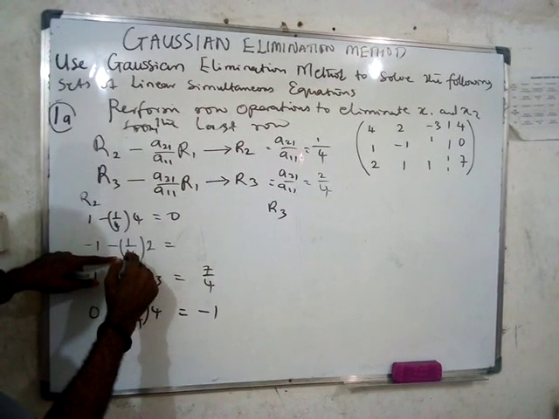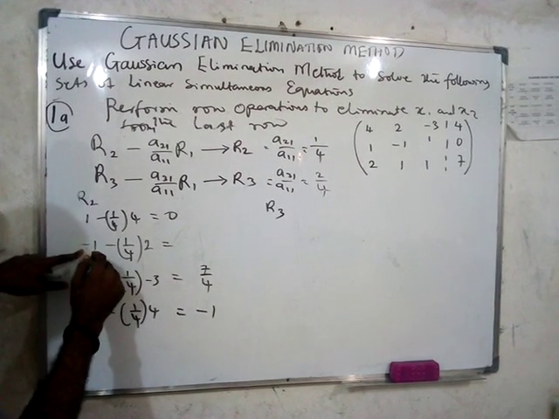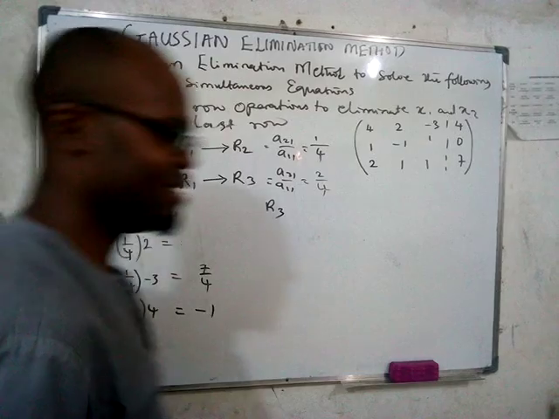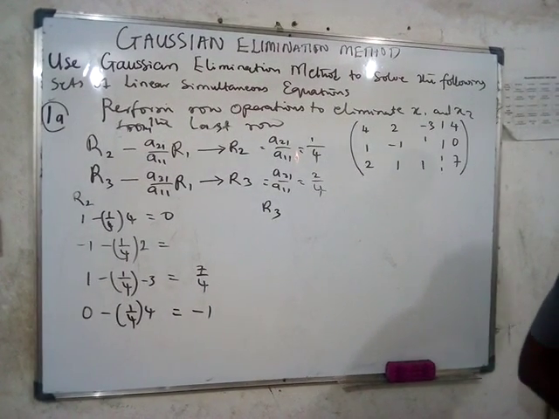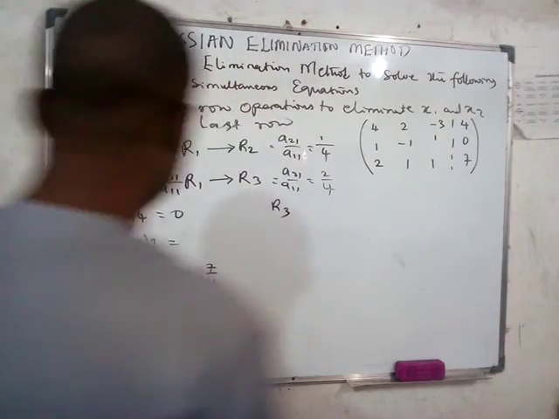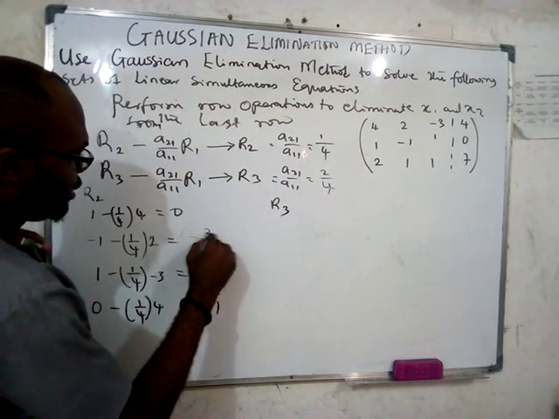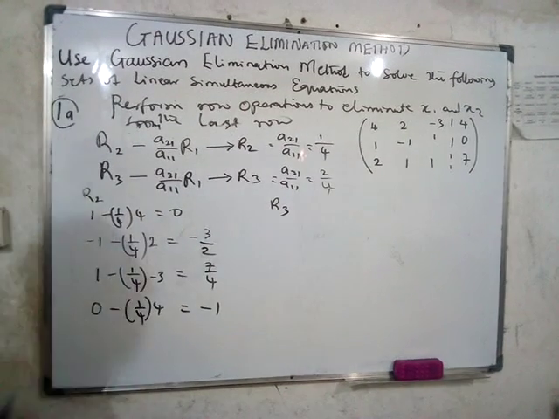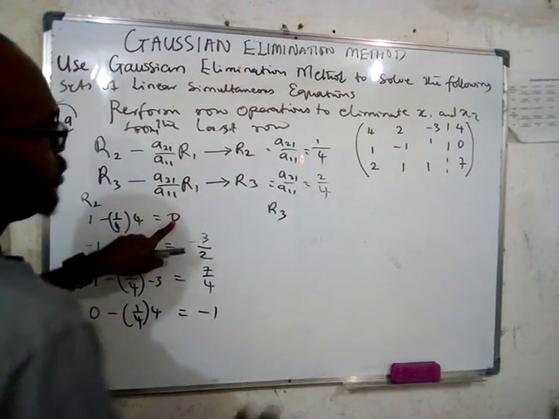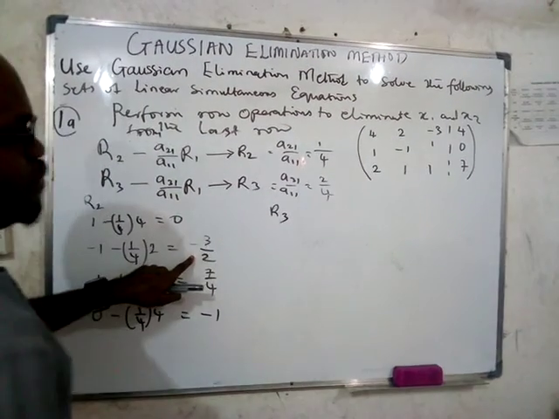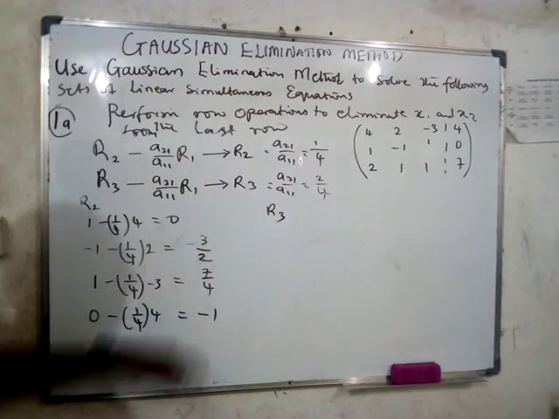So if we work this out, we now have 2 here. So 2 times this will give us minus 2 minus 1, isn't it? Check very well. Minus 2 minus 1 gives us minus 3 over 2. So those are the values that we are going to be replacing. In place of 1 now we put 0. In place of minus 1 we put minus 2 over 3. In place of 1 we put 7 over 4. In place of 0 we now put minus 1.